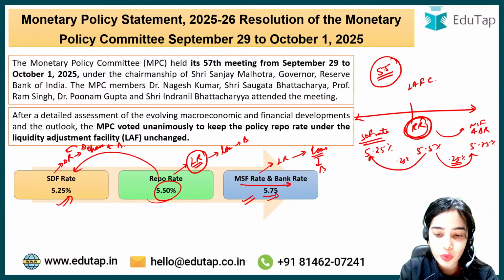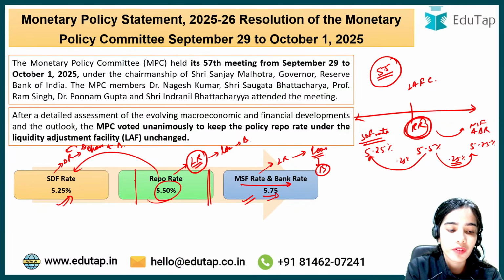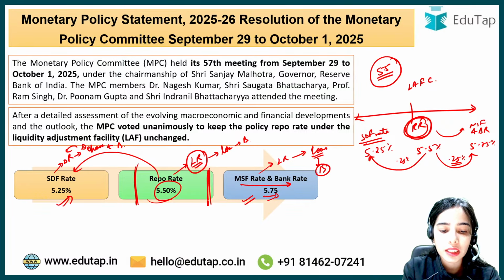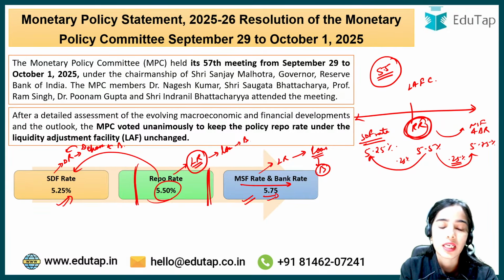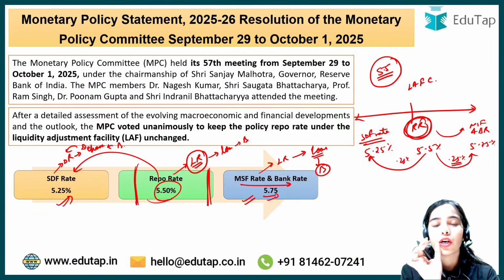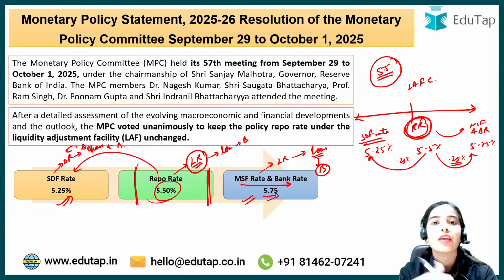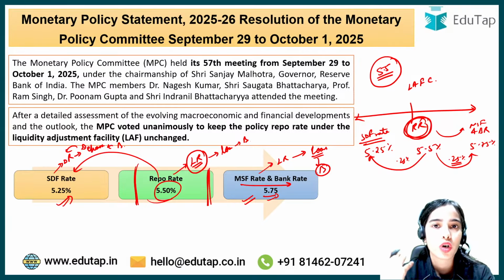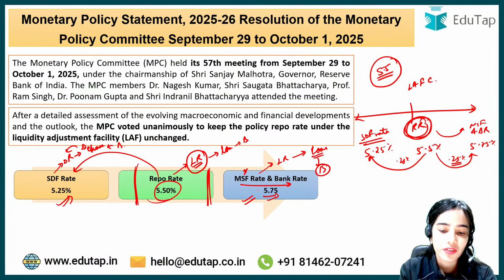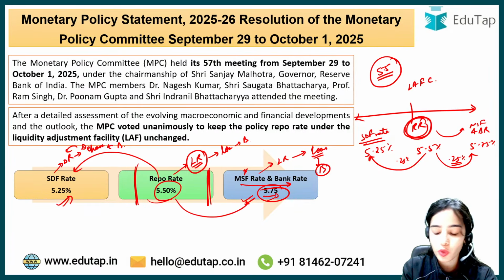RBI provides loans under MSF if the banks have already utilized the limit of the repo rate, because the banks have a limit of the loan that they can take under the repo rate. If they have already utilized that limit and banks want more loan, they can take it under the MSF rate, but that is a higher rate than the repo rate.